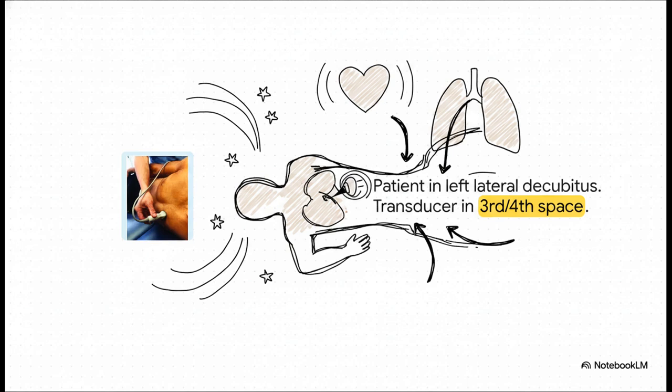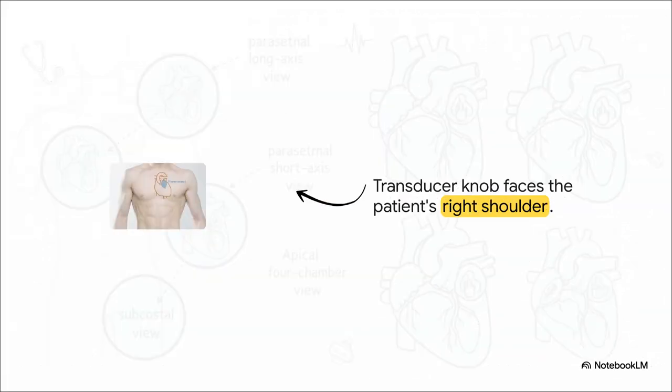Then you're going to place your transducer right there in the 3rd to 4th left intercostal space, directly adjacent to the sternum. So, your probe is on the chest in that 3rd or 4th intercostal space. What's next? Precise spatial signposting. You have to make sure that the transducer marker, or the knob, is pointing directly toward the patient's right shoulder. This exact alignment slices the heart beautifully along its long axis.